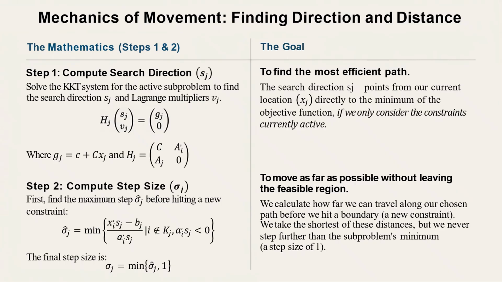A step size of 1 means we reach the subproblem's minimum directly without hitting any new obstacles. In essence, we always choose the shortest of these distances to guarantee the safety of our movement within the feasible region.